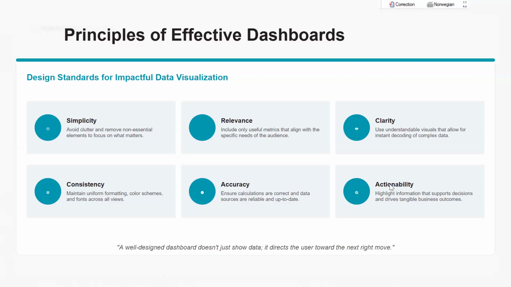Actionability. Highlight information that supports decisions and drives tangible business outcomes. If you know that there's a red flag there, make sure that it is red. Let's say there's a loss. Show losses in red if you can. If it's not going to alter your color scheme, show losses in red, so that once someone comes in and sees that the loss is so large, it is immediately in red.